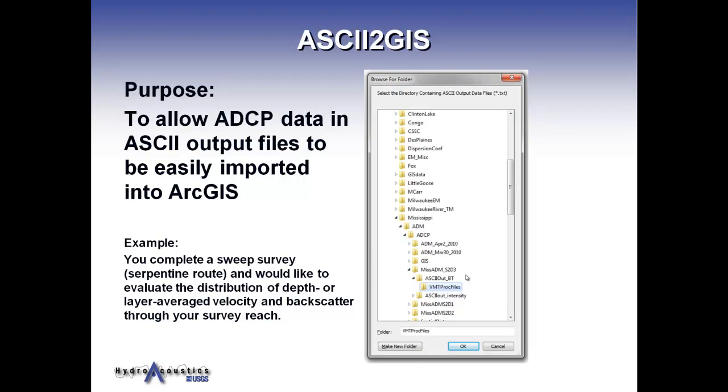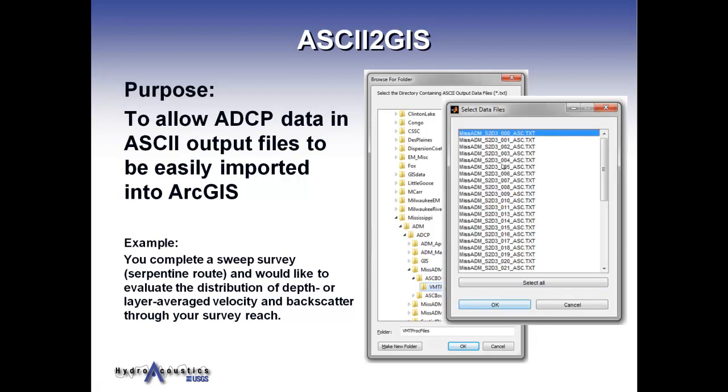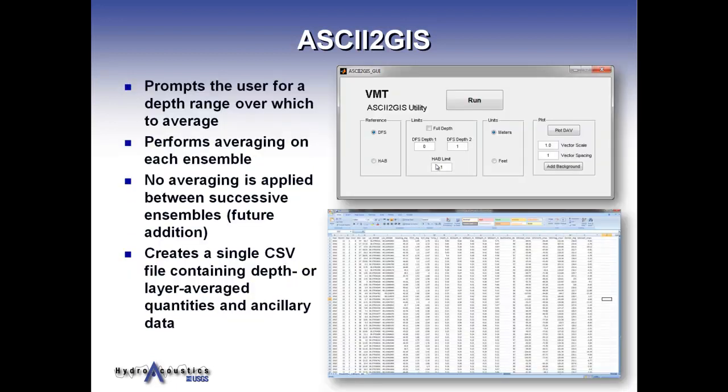With this particular utility, you can go in through the browser window similar to VMT and grab the files that you want, tell it all the files that you want to have included in this GIS export file, and once that's done, it's going to prompt the user for a depth range. Within the interface here, we can tell it we want depth from surface or a height above bottom.